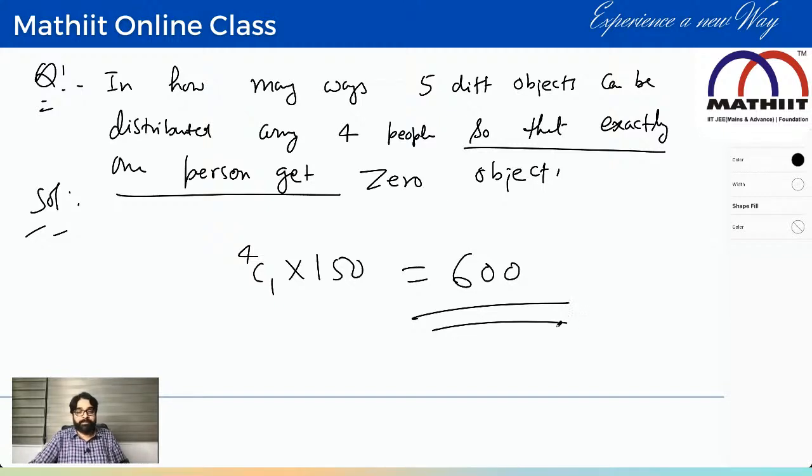Do you understand? Whenever you have to distribute different objects into different groups, if one particular group is empty, take that group out, throw it out of the room, and then do the distribution by using sigma. All right, so many applications of this can happen.